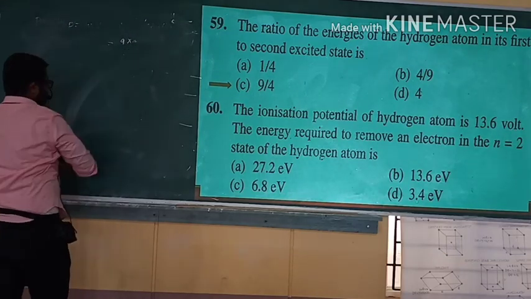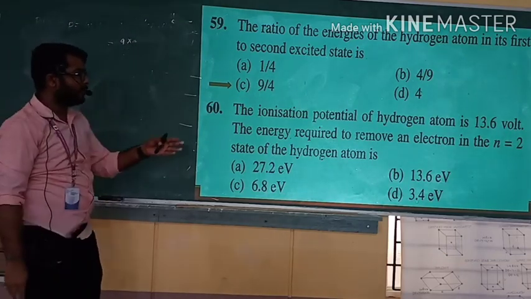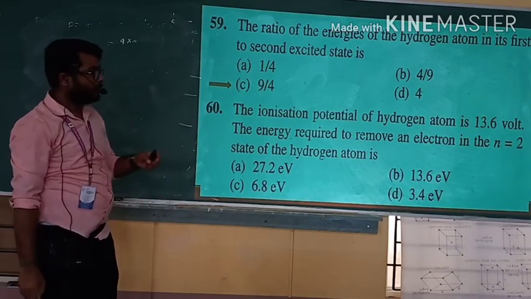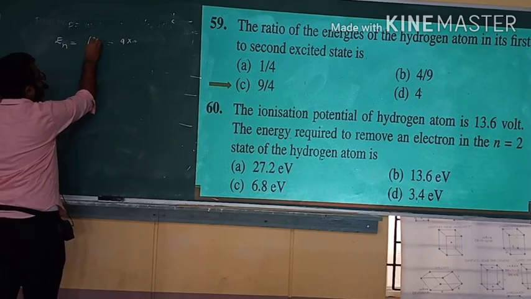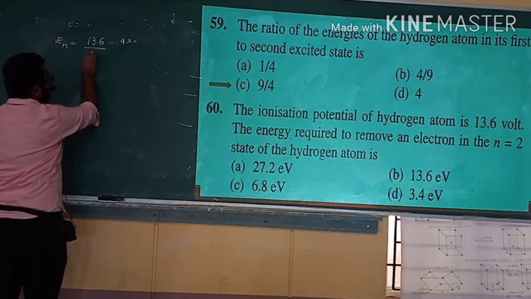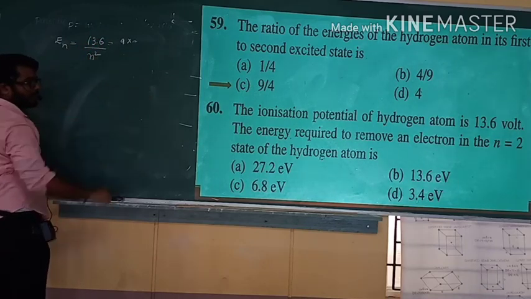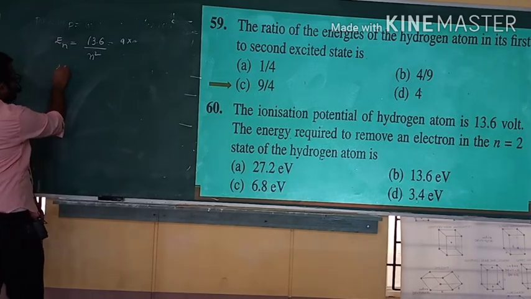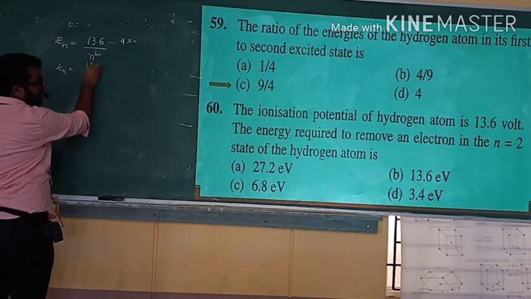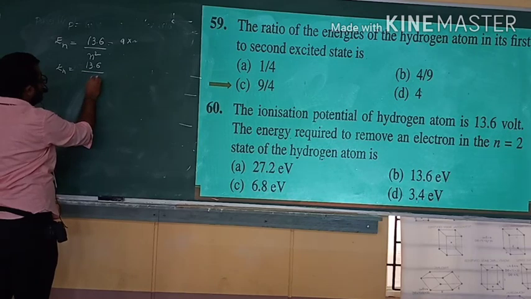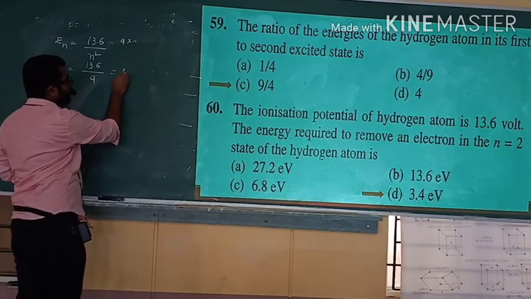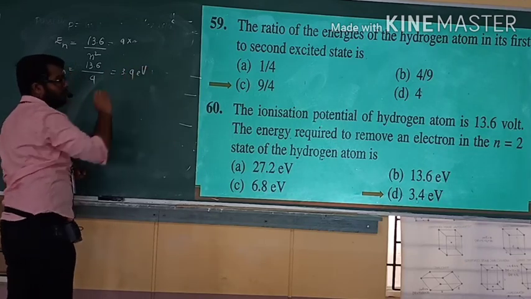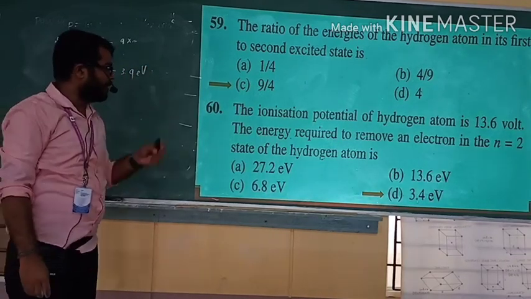Same equation. The energy required to remove an electron from the N is equal to 2 state, that is the energy liberated, is 13.6 divided by N square. N is equal to 2 is given. Therefore En is equal to 13.6 divided by 2 square, that is 4. The answer will be 3.4 electron volt. Okay, easy question.